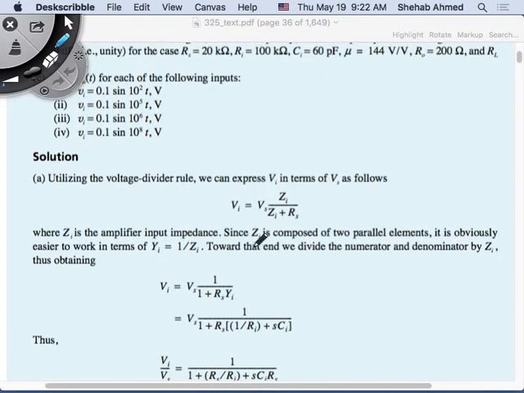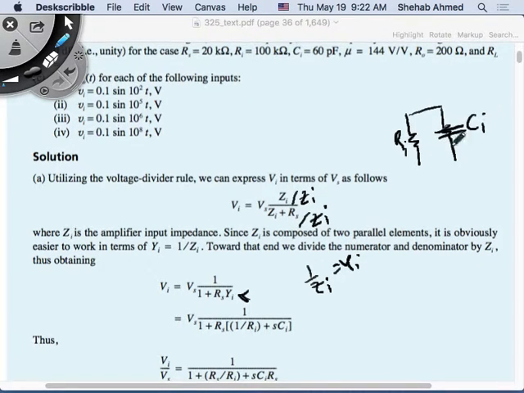if I divide this top and bottom by Zi, I end up with a 1 here. So divide by Zi, divide by Zi, I'm left with a 1 here, and then 1 plus Rs divided by Zi, which is Yi, right? So 1 divided by Zi is equal to Yi, and that's what we have here. Okay, we're fine with that. And then what is this Yi? This Yi is basically the admittance of the Ri in parallel with Ci.